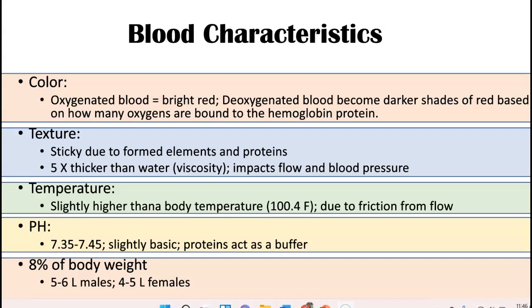Regardless, people look at veins and they say, oh, veins are blue. Well, they're not really blue. The blood flowing through them is not blue either. It's just a really, really dark red versus the bright red in oxygenated blood.